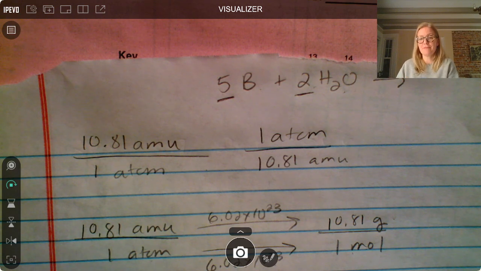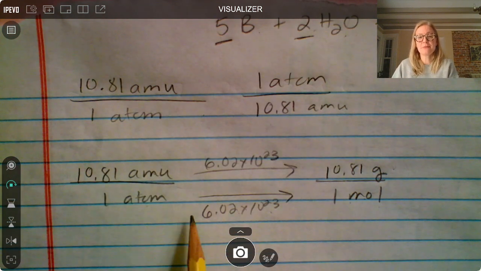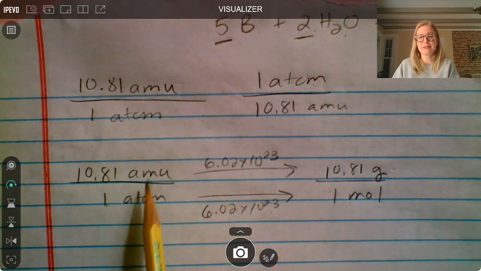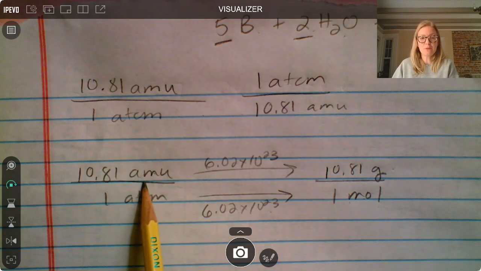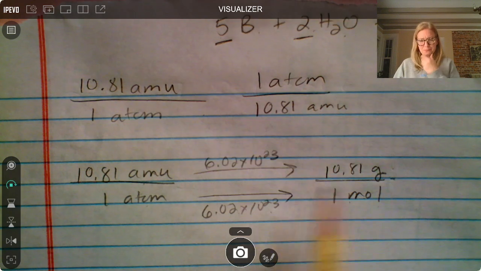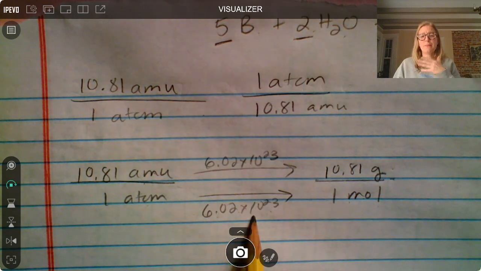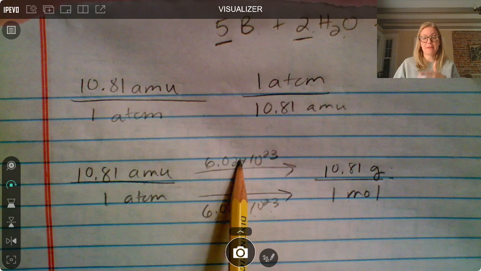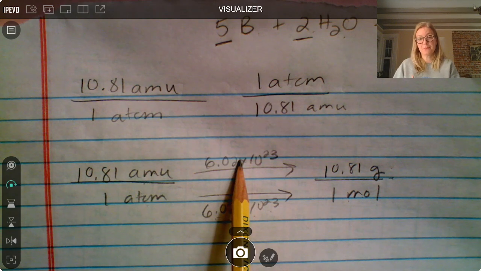So the mole was kind of an invention that they realized provided that scale up that we need from an AMU, which is a mass that's way too small to measure, to a gram, which is very easy for us to measure. So that's where the concept of a mole came from. And that's why a mole of atoms has this number of atoms in it, because that's the number of AMU in a gram. Okay? So it's just kind of some background knowledge.